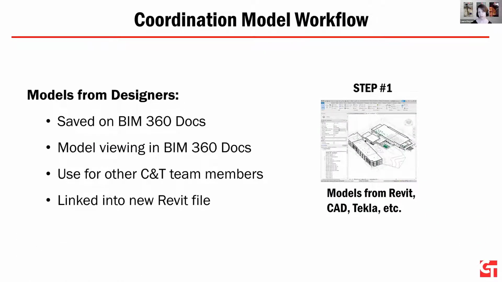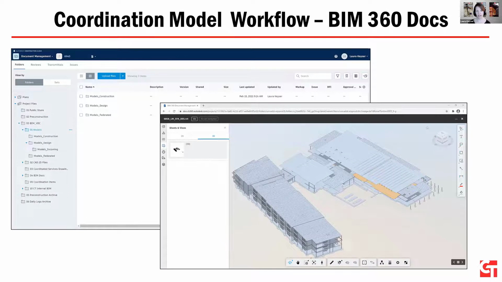So step 1 for us is to get models from the design team. I know Kevin talked a little bit about 360 Docs. We are using that too to store our files. We have found some advantages to that. One is that other team members outside of VDC can actually view that, and it really helps to get the model beyond just one specific place. So you can see here we're separating it out, though we're still working on this, tweaking the structure here as to how we save models.